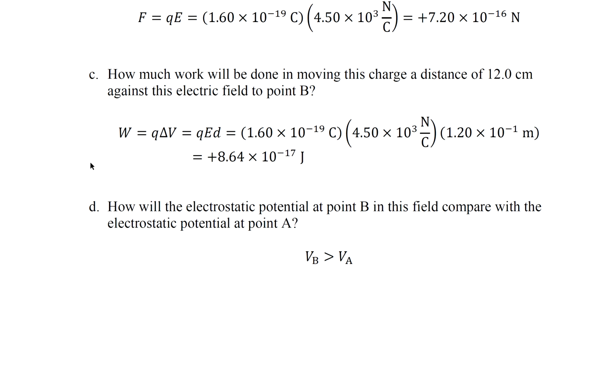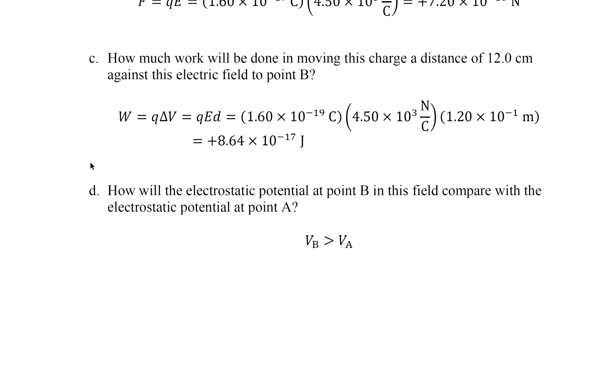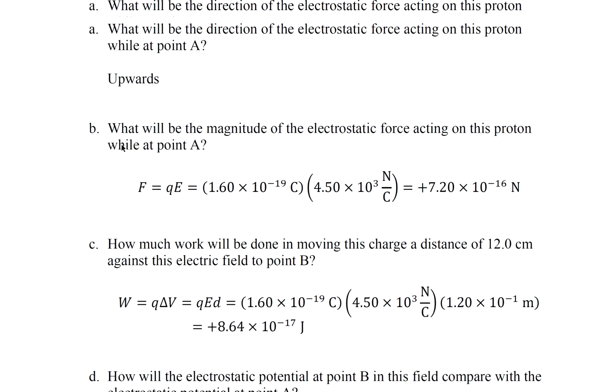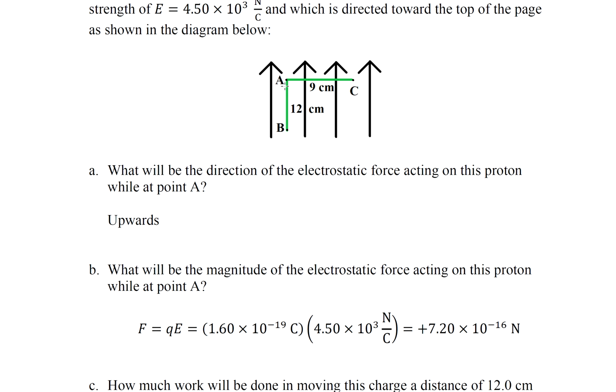Part D, how will the electrostatic potential at point B in this field compare with the electrostatic potential at point A? Well, at B it's going to be greater than A, because if you put a positive charge at B, it's going to accelerate quicker than if you put a positive charge at point A.